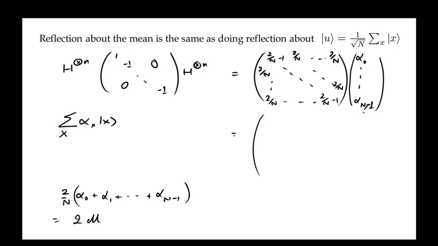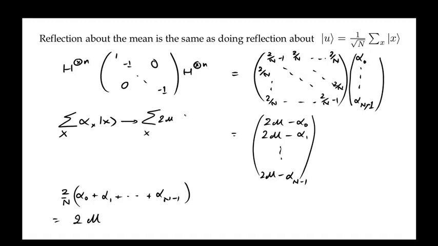Well, you'll get 2 times mu minus alpha naught. What's the second entry? You'll again get 2 times mu, but now the minus 1 is in the second entry, so you'll get 2 times mu minus alpha 1, 2 times mu minus alpha n minus 1. So this gets mapped to summation over all x of 2 mu minus alpha sub x, x. This is exactly the inversion about the mean operation that we were looking for.